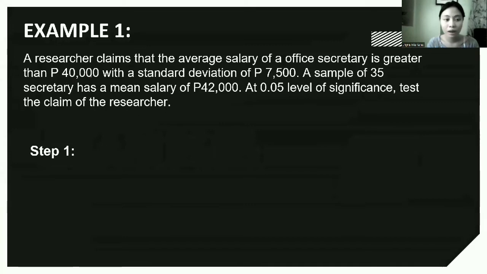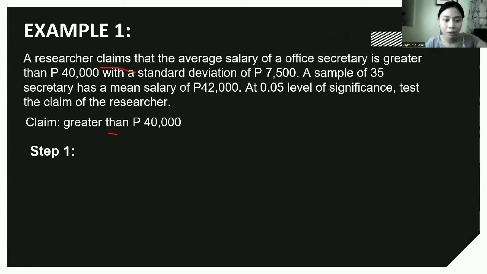greater than 40,000 with a standard deviation of 7,500. So, a sample of 35 secretary has a mean salary of 42,000. So, at 0.05 level of significance, test the claim of the researcher. So, first thing na gagawin dito is hahanapin yung claim. Since yung example na to ay may word na claim, madali na siyang mahanap. So, yung claim natin is greater than 40,000. So, if mathematical symbol, ganyan yan.